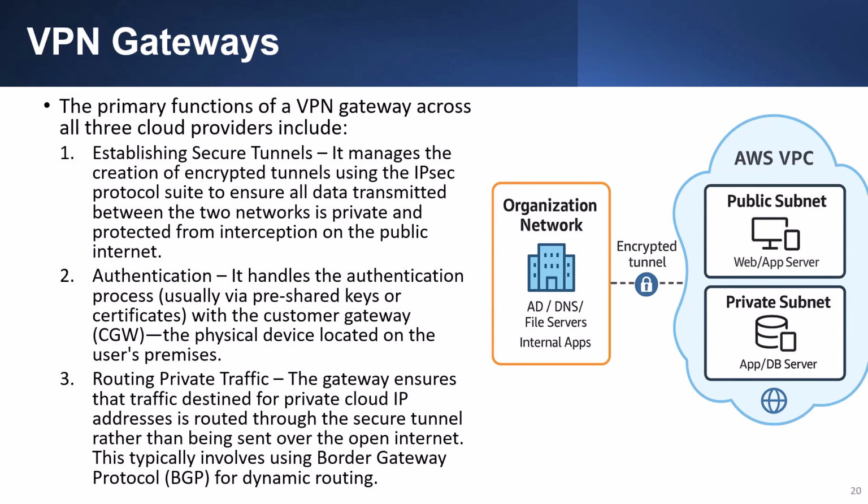Establishing secure tunnels. It manages the creation of encrypted tunnels using the IPsec protocol suite to ensure all data transmitted between the two networks is private and protected from interception on the public internet. Authentication. It handles the authentication process, usually via pre-shared keys or certificates, with the customer gateway, which is the physical device located on the user's premises. And routing private traffic. The gateway ensures the traffic destined for private cloud IP addresses is routed through the secure tunnel rather than being sent over the open internet. This typically involves using Border Gateway Protocol, or BGP, for dynamic routing.